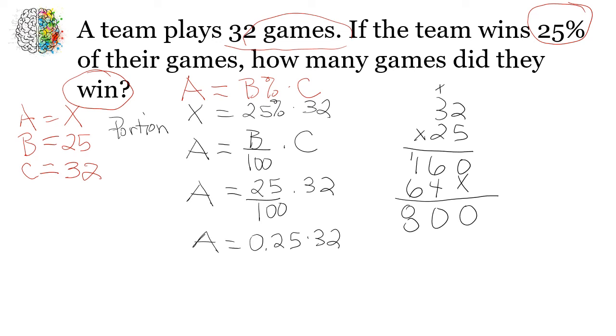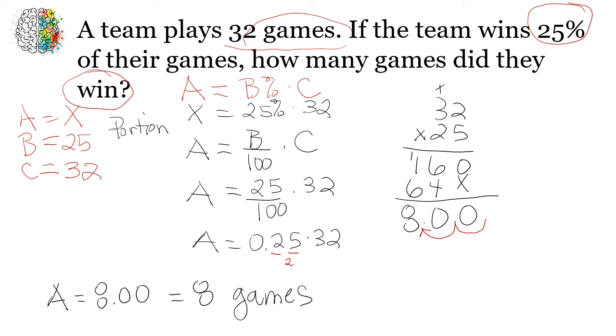Then I'm going to count the number of digits behind the decimal. I have 2, so that means I'm going to start here at the right, go 2. My decimal point is going to be right there after the 8. So that tells me that A equals 8.00, which is equal to the whole number 8. So that means they won a total of 8 games.